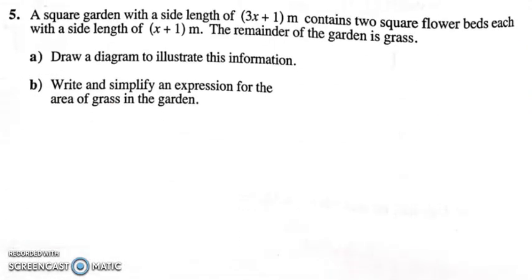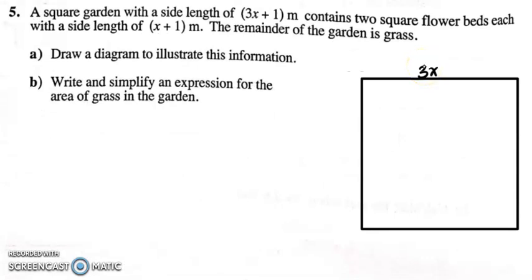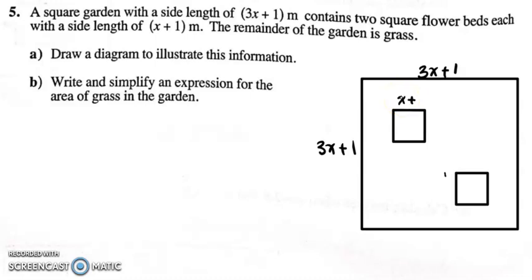Next, let's try out question number 5. Question starts off by saying we have a square garden with 3x plus 1 by 3x plus 1, and that inside the garden are 2 square flower beds, and each of these have the sides x plus 1, x plus 1. Okay, I'm just using these little ticks to indicate that it is a square.